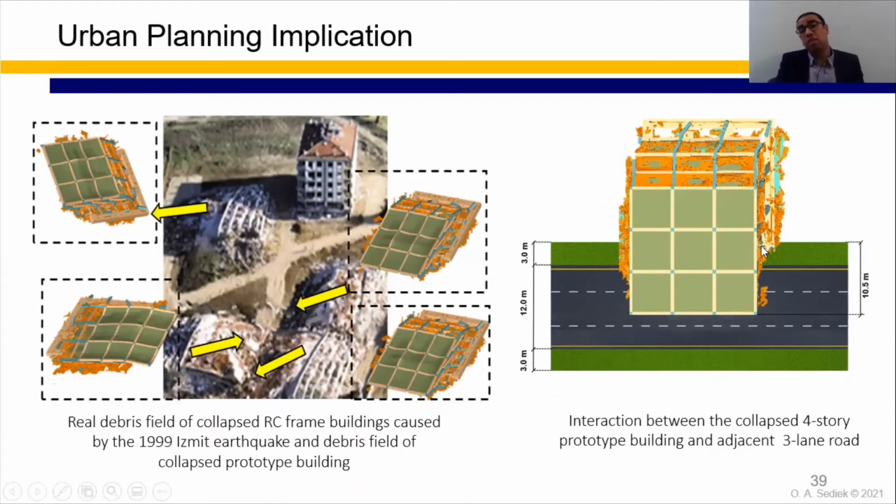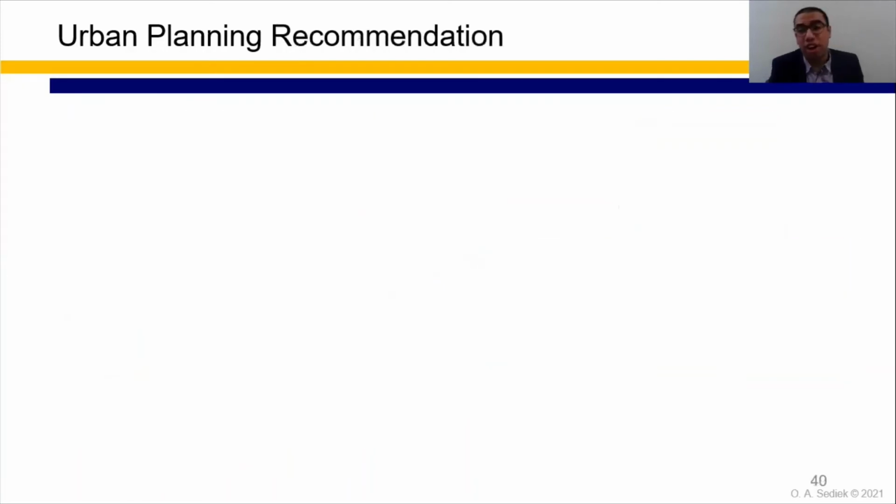And here is a schematic diagram for the interaction between a collapsed 4-story prototype building with a 3-lane road. As we can see here, a 4-story building can actually block about 50% of the adjacent 3-lane road. So we provide a simple linear tool to be used by urban planners to get a sense of the maximum extent of debris they can expect from the collapse of such buildings.